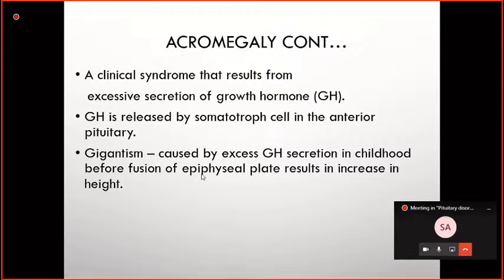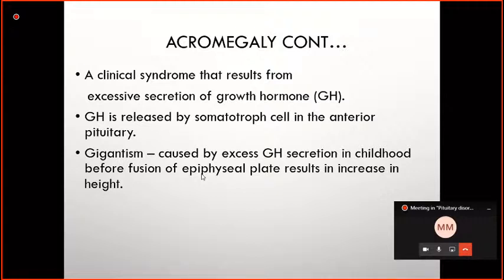Acromegaly refers to a clinical syndrome that results from excessive growth hormone. It can be either acromegaly or gigantism. Gigantism refers to an increase in growth hormone in children. So what are the differences when you have increased growth hormone in adults as opposed to children? The bone. In adults the bone is already fused, but in children it hasn't closed yet.